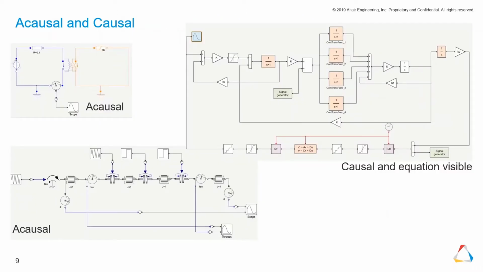So acausal and causal. On the right hand, you see a diagram of a signal flow-based model. And on the left hand, you see two acausal models.